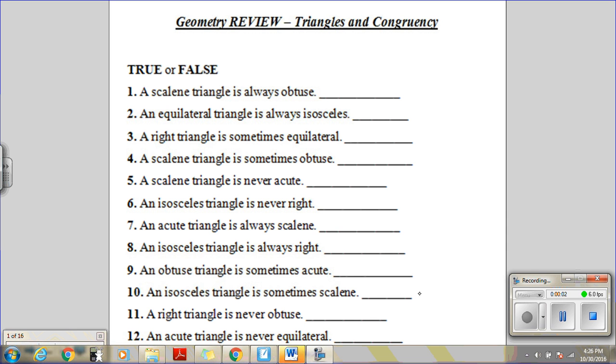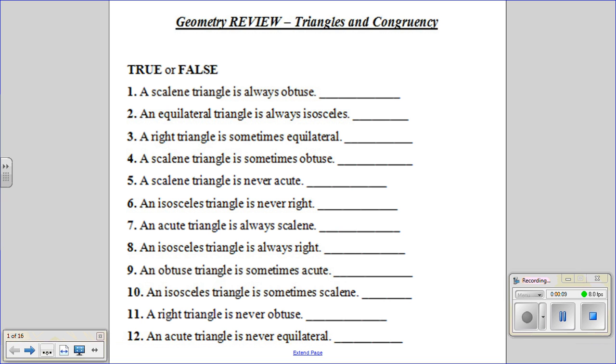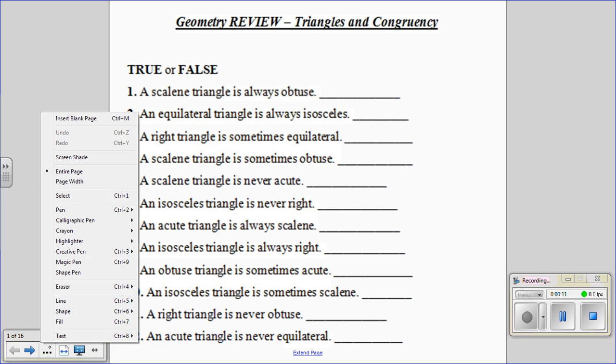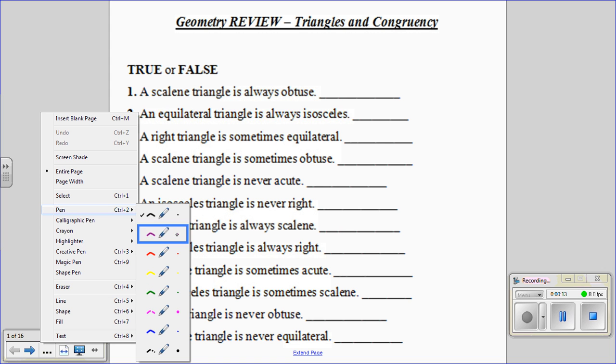Unit 4 Test Review. The first 12 questions are true or false questions. So we simply are just going to write T for true and F for false.